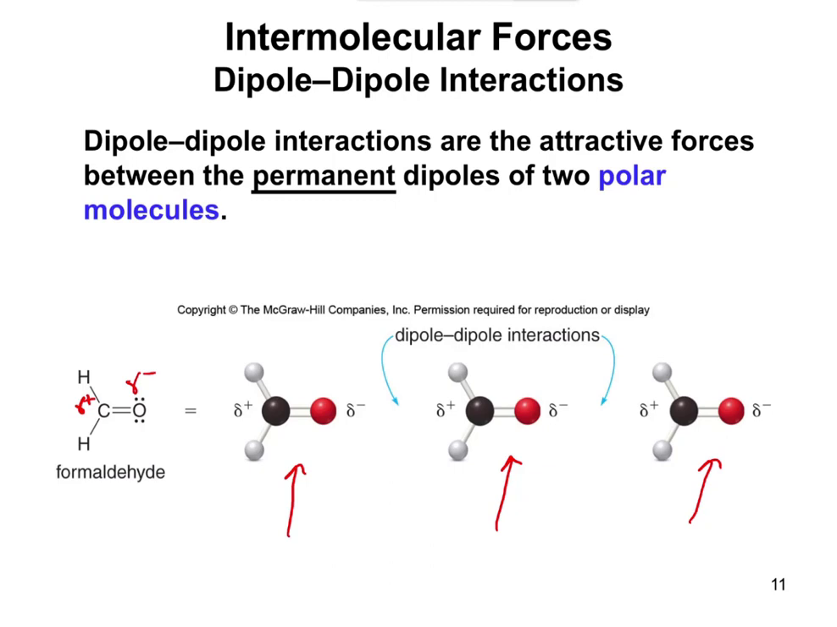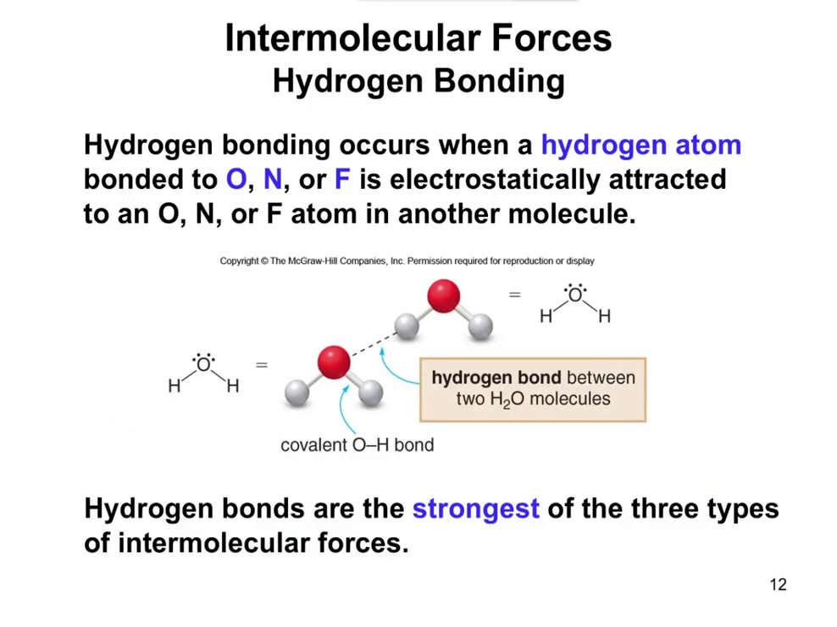London forces are present in all covalent molecules. So London forces are still present here, but they're just much weaker than these dipole-dipole interactions, which are permanent dipoles. So I guess technically you could say formaldehyde has both dipole-dipole interactions and London forces. It's just that the dipole-dipole interactions are much stronger than the London forces.